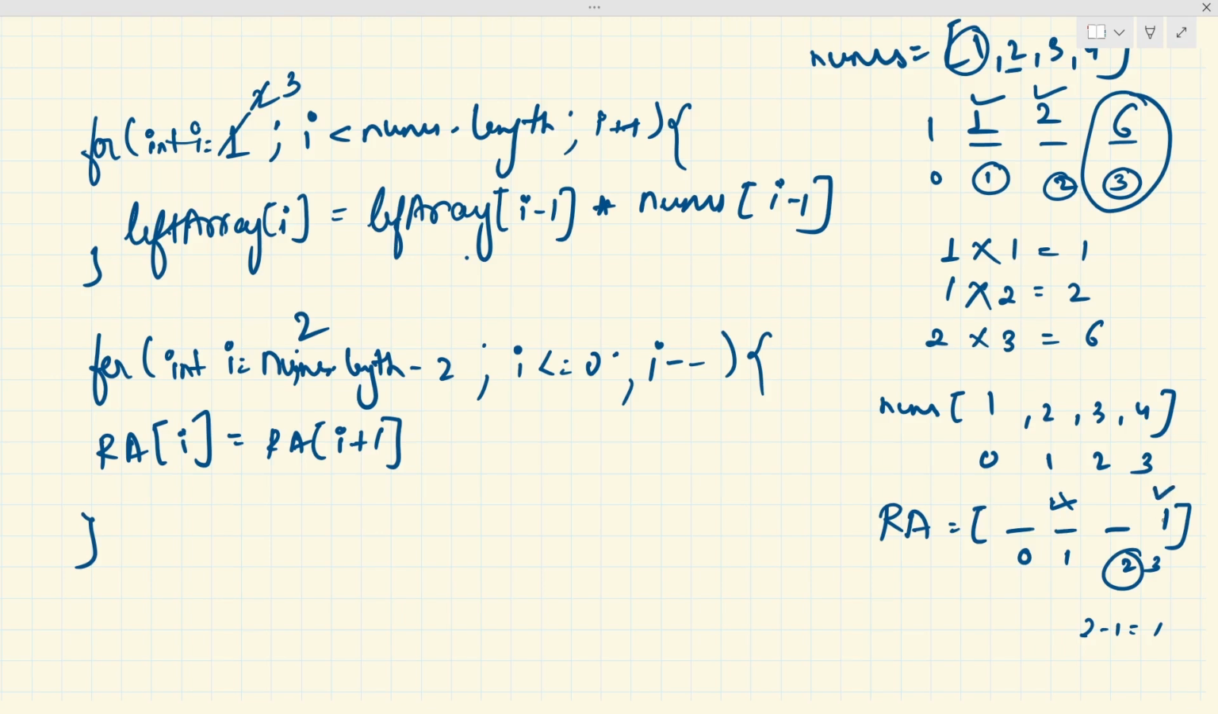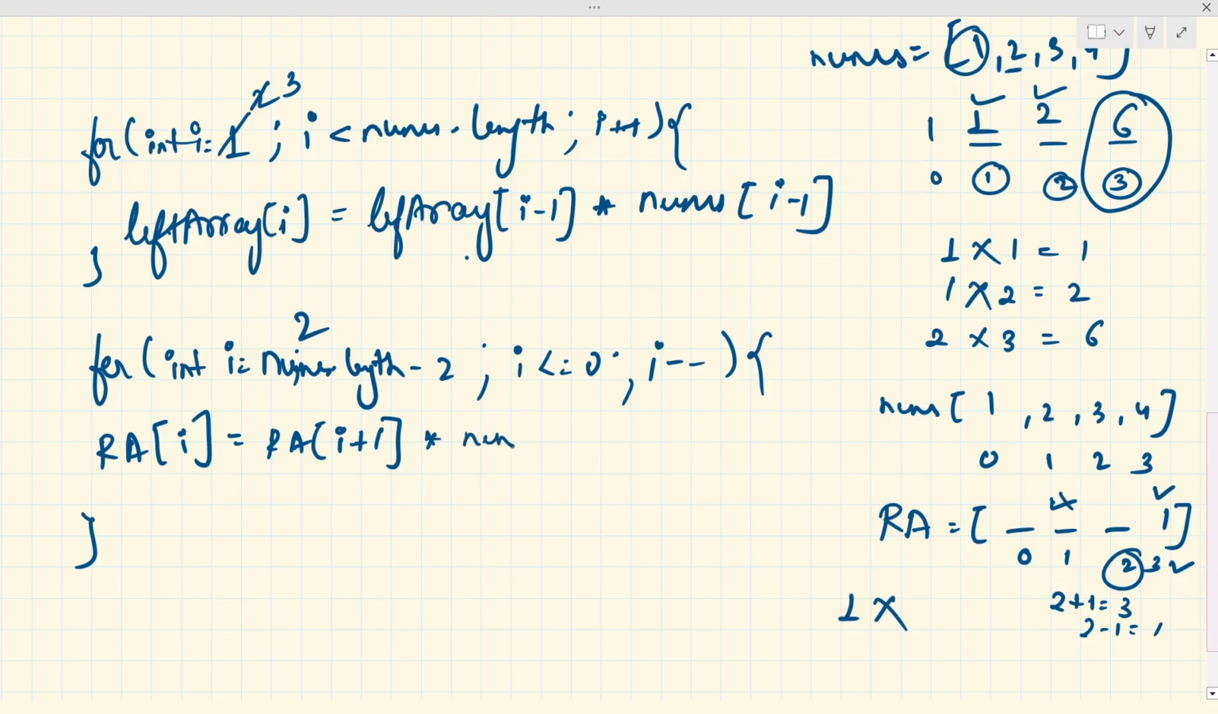I wrote 1 from the last; I basically made a fixed value at the last. So to get that value, I have to write i plus 1. So if i is 2, i plus 1 means 2 plus 1, which is 3. So now I move to this position, and what's the value of this? Which is 1. So 1 multiplied.